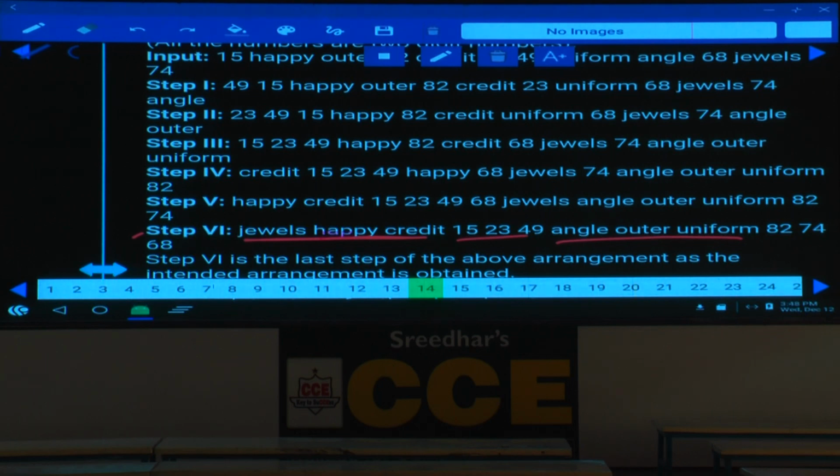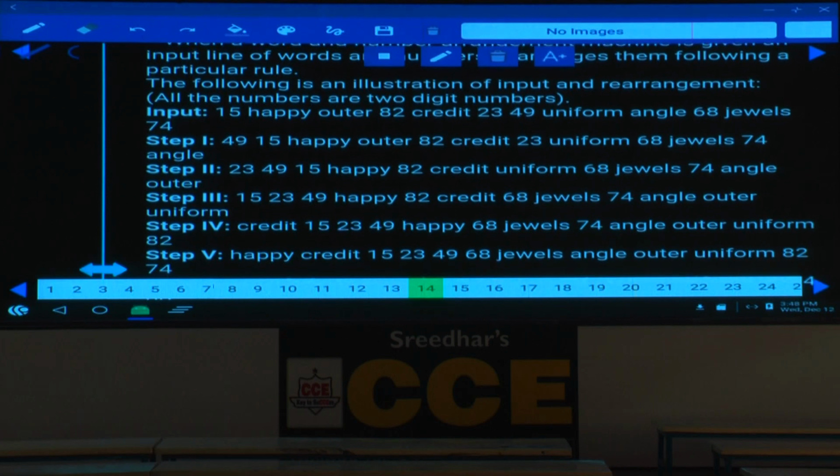First, the words which start with the consonants are arranged in the descending order, followed by odd numbers in the ascending order. Then the words which start with the vowels will be arranged in the alphabetical order, followed by the numbers in the descending order. Clear now? First consonants, then odd numbers, then vowels, then even numbers in the descending order. Clear now? Then this is about the logic. Then how these elements were arranged.